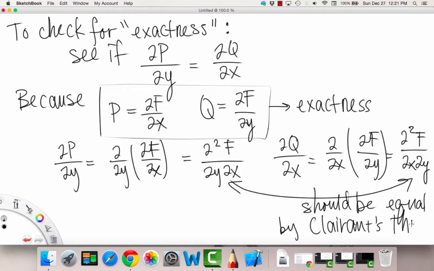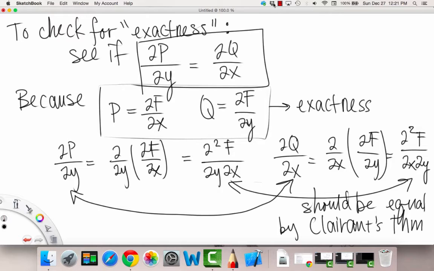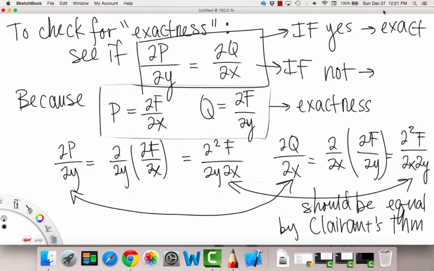So that means that our partial of Q with respect to x should be equal to the partial of P with respect to y. That's why we check to see if this is true, and if yes, that means we have an exact equation, and we can solve simply. I'll show you how to solve that on the next slide. If not, then we have to do some other stuff. We have to work some magic. We're going to try some other methods to make our equation exact, and then we're going to solve from there.